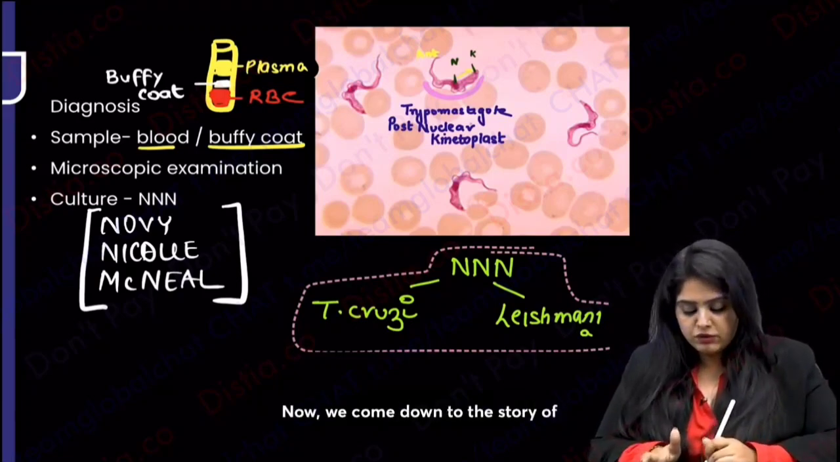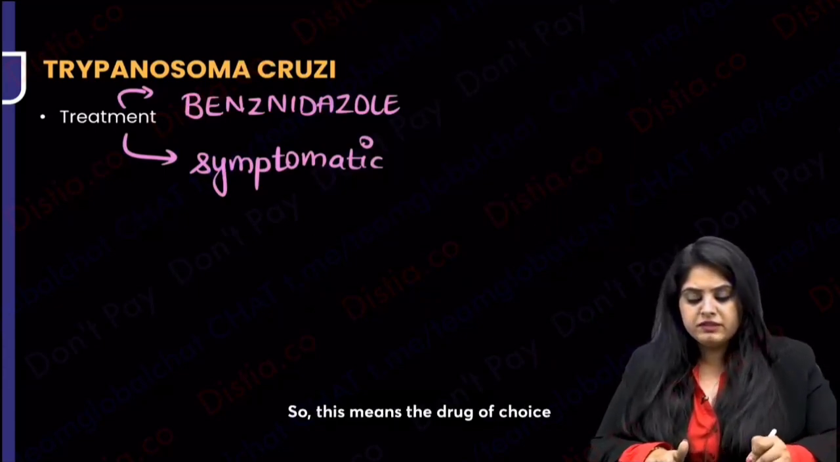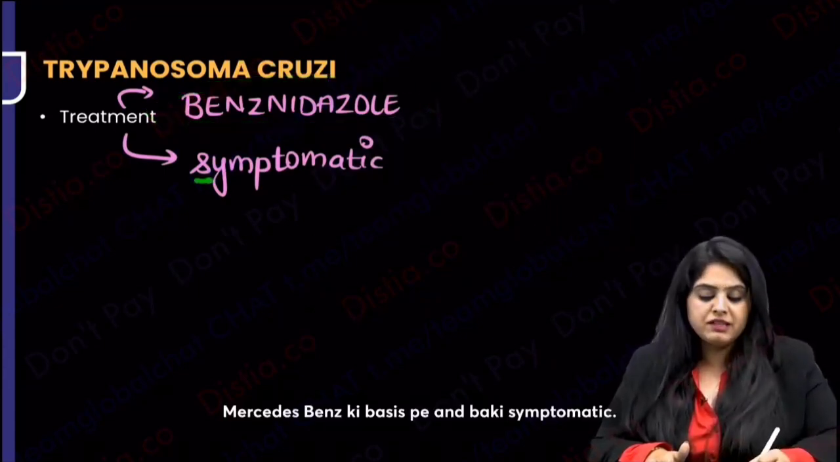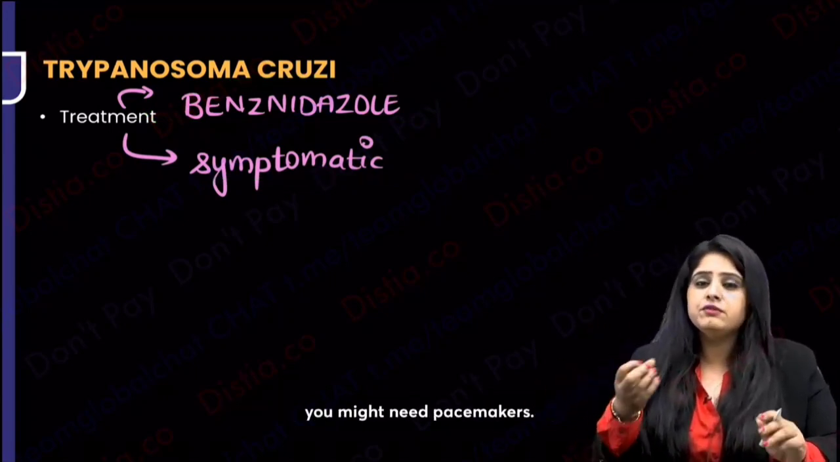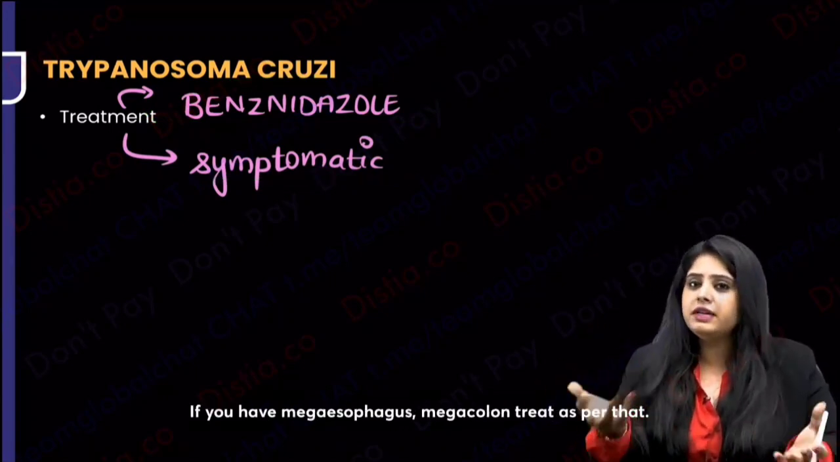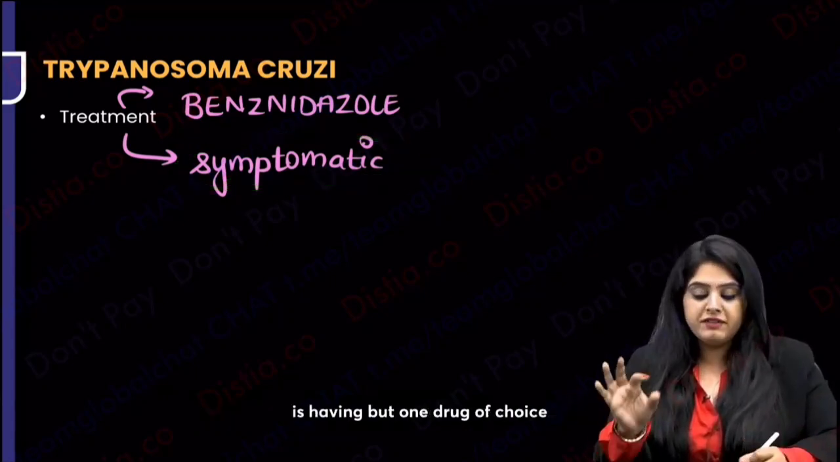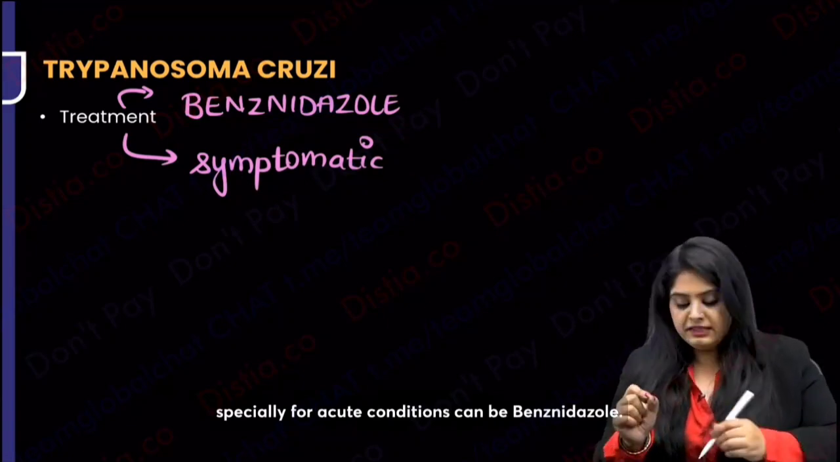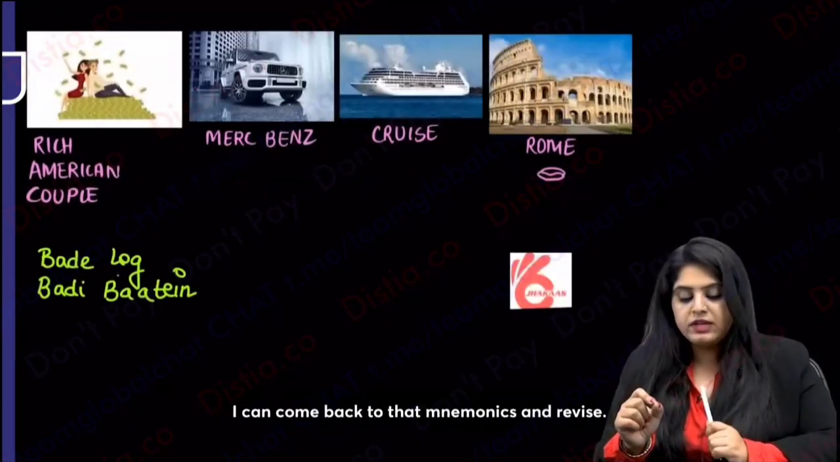Now we come down to the story of how are you going to treat it. So like I told you, Mercedes-Benz. So this means the drug of choice is going to be benznidazole, Mercedes-Benz ki basis pe, and baki symptomatic. If you have dilated cardiomyopathy, you might need pacemakers. If you have megaesophagus, megacolon, treat as per that. So that is what I'm saying. You treat as per the disease that the person is having, but one drug of choice, especially for acute conditions, can be benznidazole. Now finally, when my story is done, I can come back to that mnemonic and revise.